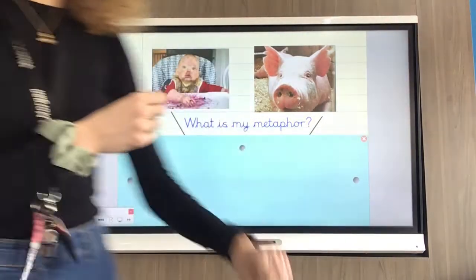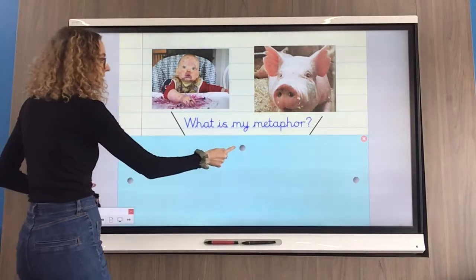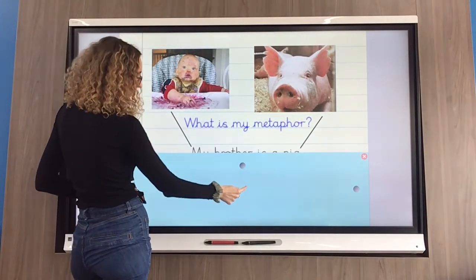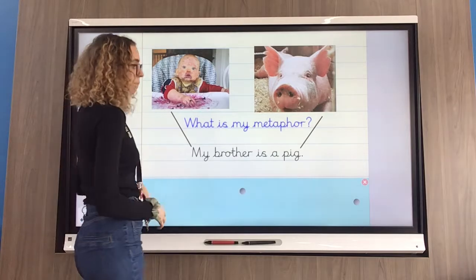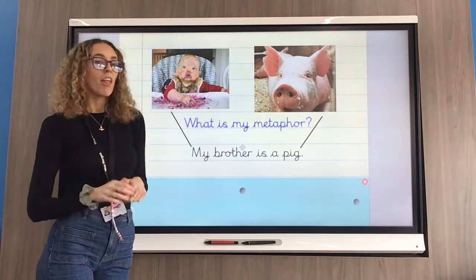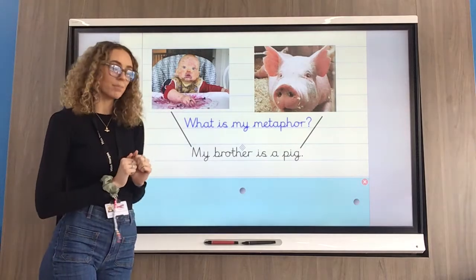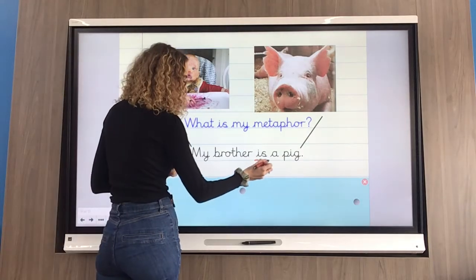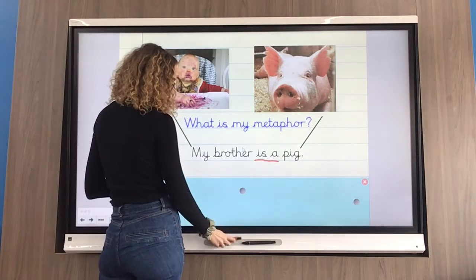Okay, let's see if you were correct, year 3. I hope you've written that sentence. My metaphor is, my brother is a pig. So well done if you wrote, the baby is a pig. Okay, so remember, metaphor has is and a.